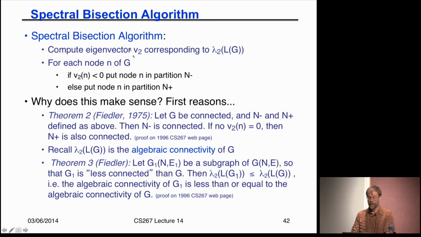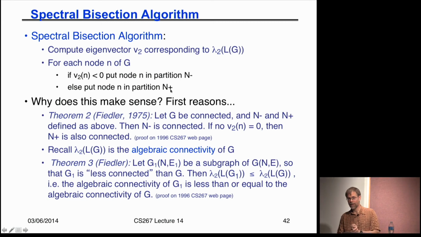So here again, just to repeat, here's the algorithm. I'm going to compute the eigenvector corresponding to that second largest eigenvalue. That's going to give me a vector of numbers, one number for each vertex in the graph. And I'll just look at the sign. Is it positive or negative? If it's negative, I'll put it into that partition. And if it's positive or 0, I'll put it in the other partition.